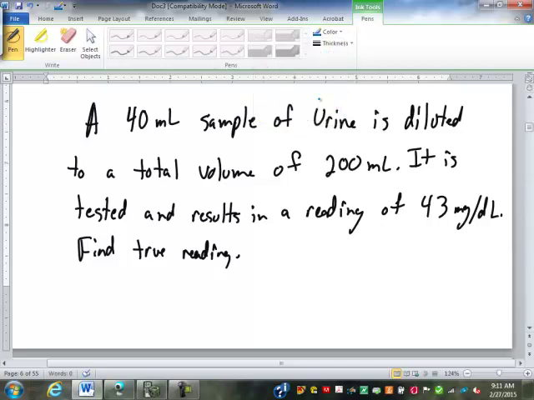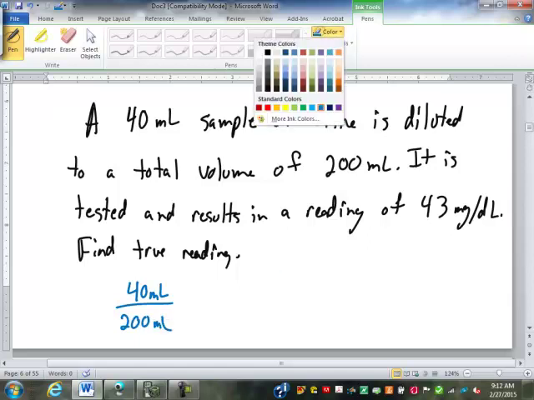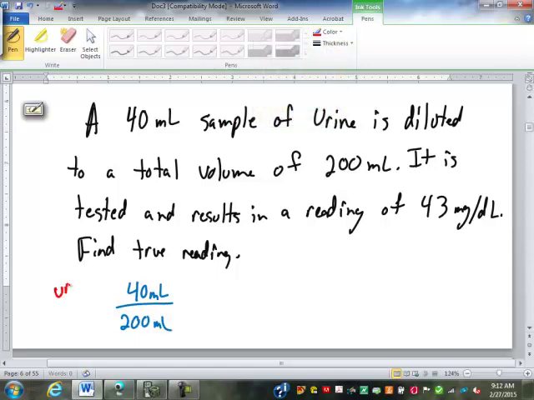Talk me through this one. What do we do? You notice each of these has been just a little bit different. Okay, so we're going to do the 40 over 200. The 40 represents the urine, and the 200 does represent the total volume. So that is going to be our dilution ratio. So the milliliters cancel out. Both of those can be reduced by 40, giving us a 1 in 5 dilution.